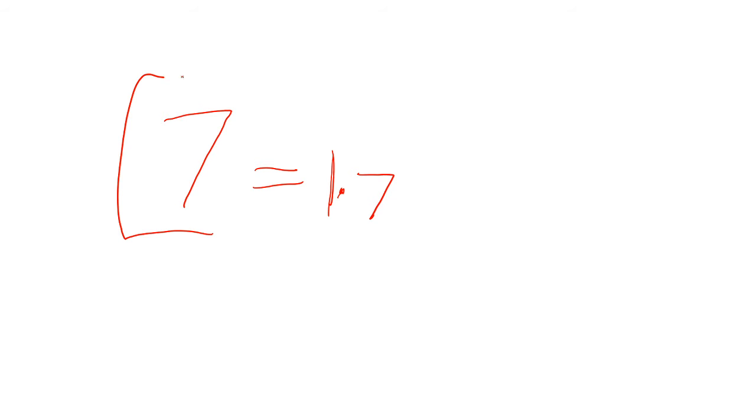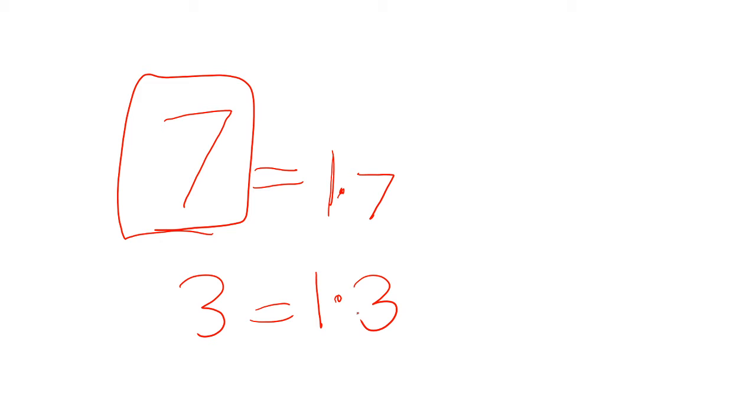This makes 7 prime. So a prime number is a number where the only two numbers you can multiply to get it are 1 and itself. So in this case it's 1 and 7. Another example would be 3. Its only factors are 1 and 3. So that's how you could write 3.